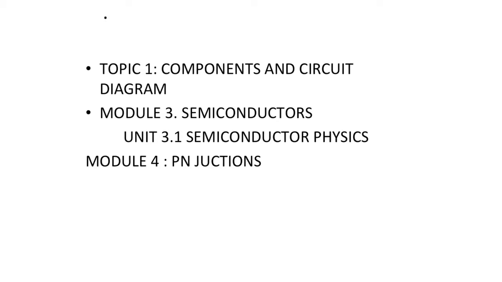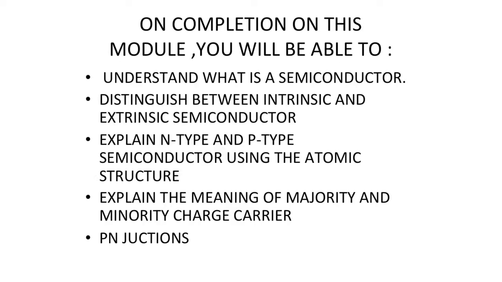Semiconductors on Module 3, Unit 3.1, Semiconductor Physics, and Module 4, PN Junctions. On completion of our module, you will be able to understand what is a semiconductor and distinguish between an intrinsic and extrinsic semiconductor. You will be able to explain N-type and P-type semiconductors using an atomic structure. You will be able to explain the meaning of majority and minority charge carrier. You will also be able to understand PN junctions. For starters, grab your books, grab your pen, and we are about to start.